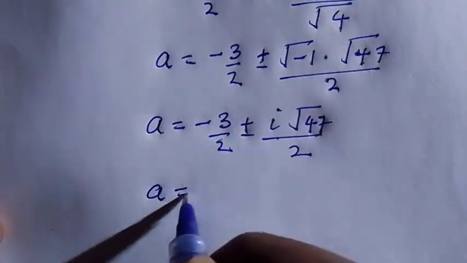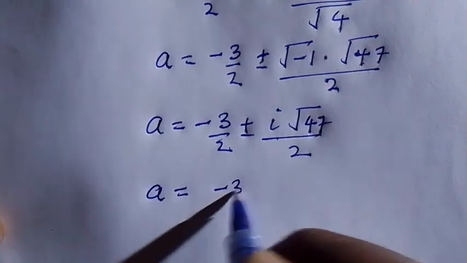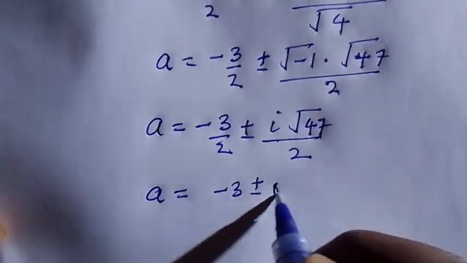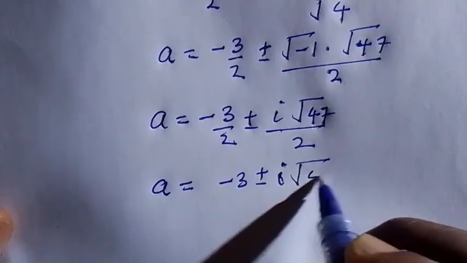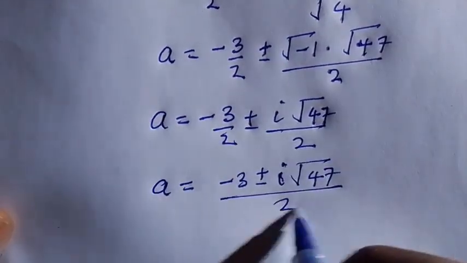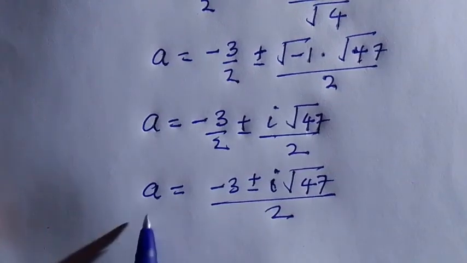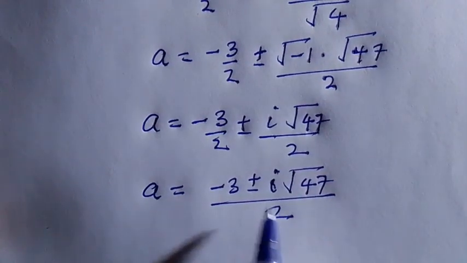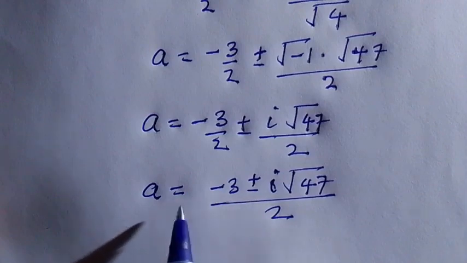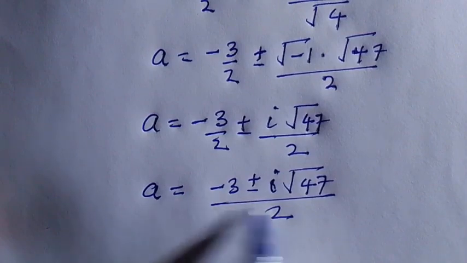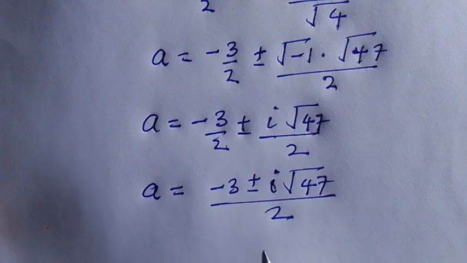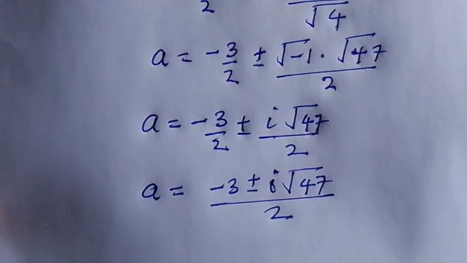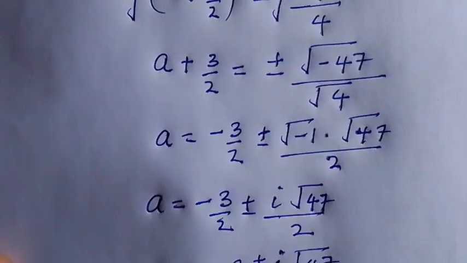As we conclude, a equals minus 3 plus or minus i root 47 divided by 2, and we call these a2 and a3 because we have plus or minus as the answer here, which is the complex solution to this problem. And this is how to solve this. I hope you learned something today.